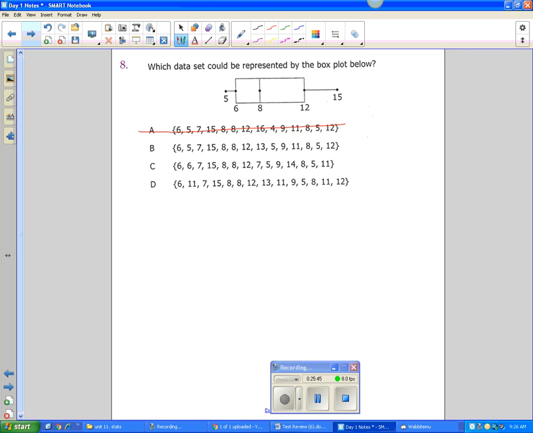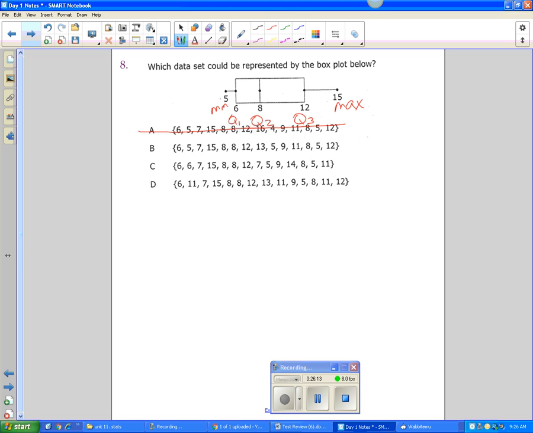Okay. So can we rule out any of the other ones based off of the minimum? Okay. What is the maximum? 15. Do any of these have a number higher than 15 in them? No. Okay. So, what is 6? Q1? What is 8? And what's 12?